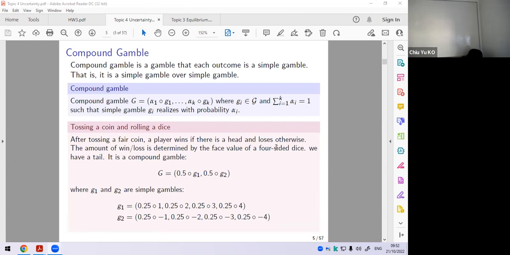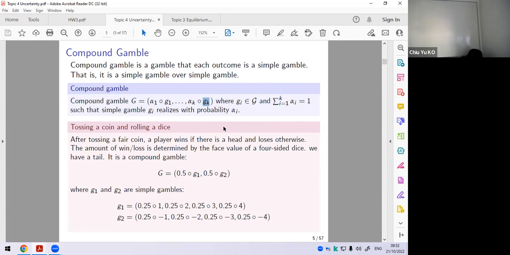What we usually call a simple gamble just assigns probability to outcomes. A compound gamble assigns probability to gambles. The notation is very similar, but G1 up to GK are not outcomes; instead they are gambles. So you are making a lottery over the gambles. Again you have to satisfy the probability condition, so the sum of the alphas must be 1.